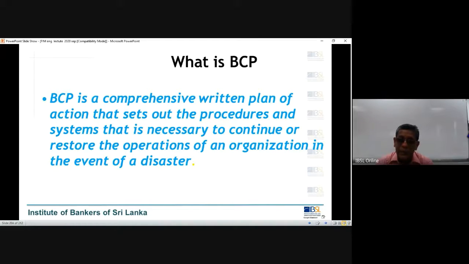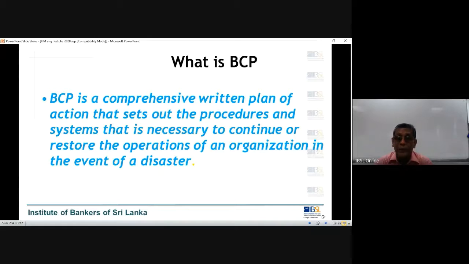Now, these days I'm working on this: to what extent the Sri Lankan banks have used their BCP in COVID-19. So, very classic research if anybody wants to do. To what extent the so-called business continuity plan helped your bank under this COVID-19 case.